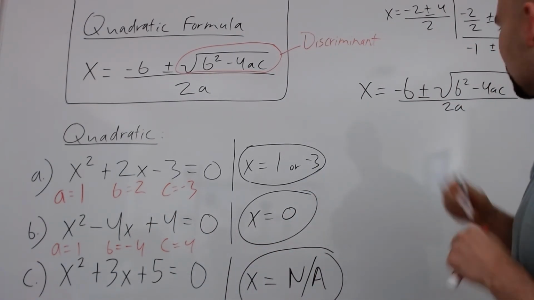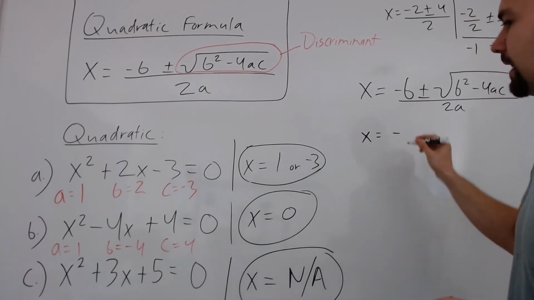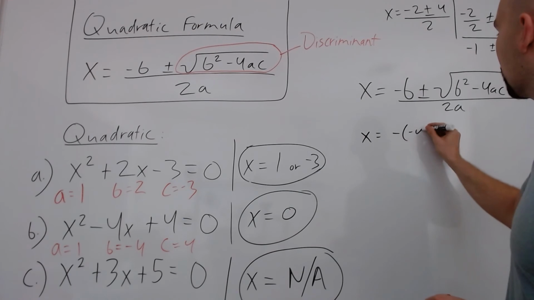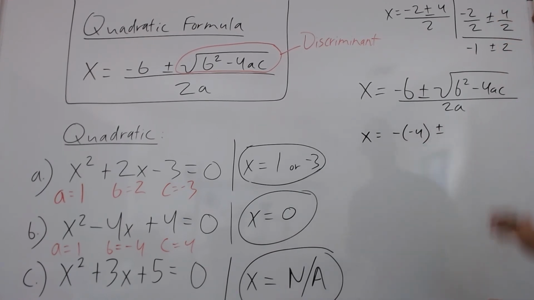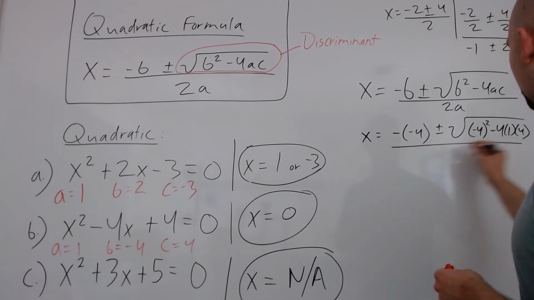All right, we'll plug in some values. I'll try to write smaller this time, hopefully not too small for you to see. X equals negative b, and b is -4. Remember your parentheses. I'll do this one a little faster than the last one. Square root of -4 squared minus 4 times a times c, which is 4. All right, so all that over 2a.